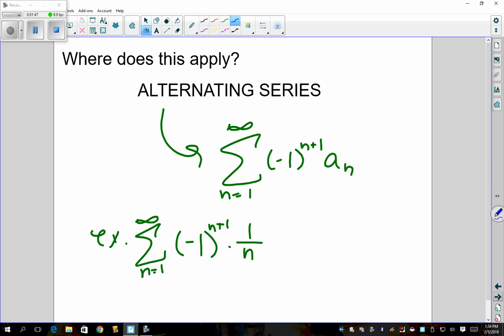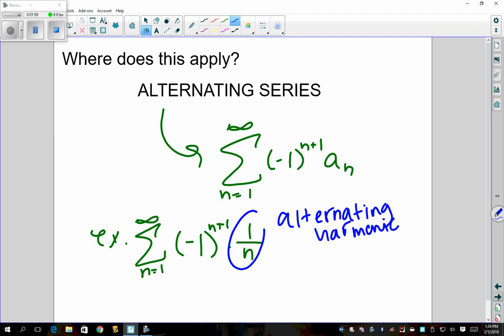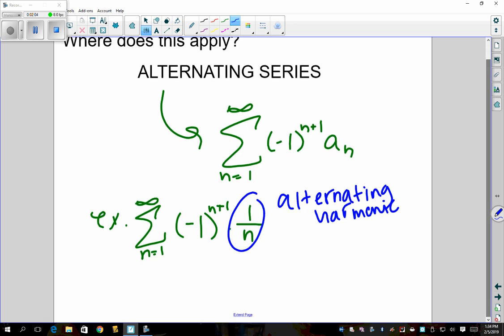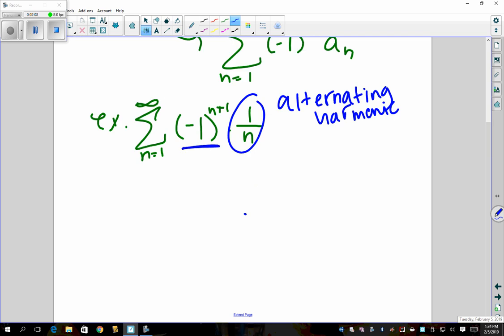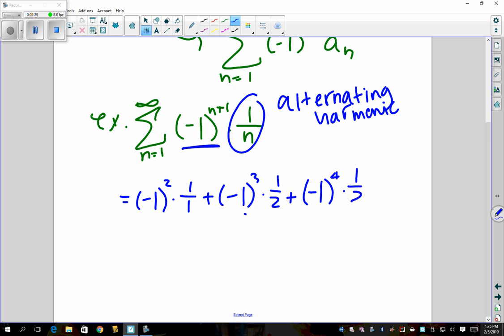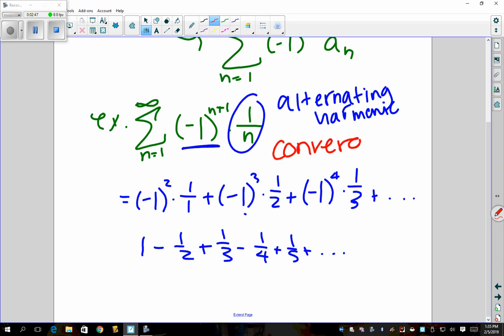Here's a great example of an alternating series, and this is called, you guessed it, the alternating harmonic series, because we have this 1 over n, that's our harmonic series, but we also have this alternating part attached to it. The first few terms would be (-1) squared times 1 over 1, plus (-1) cubed times 1 over 2, plus (-1) to the 4th times 1 over 3. If we simplify, this looks like 1 minus 1/2 plus 1/3, and it keeps switching back and forth. This alternating harmonic series converges conditionally.